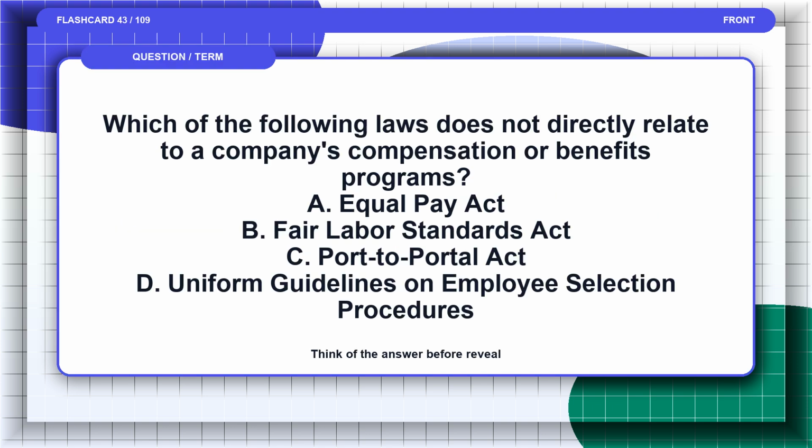Flashcard 43. Which of the following laws does not directly relate to a company's compensation or benefits programs? A. Equal Pay Act. B. Fair Labor Standards Act. C. Portal-to-Portal Act. D. Uniform Guidelines on Employee Selection Procedures. Pause and think of the answer before the reveal.